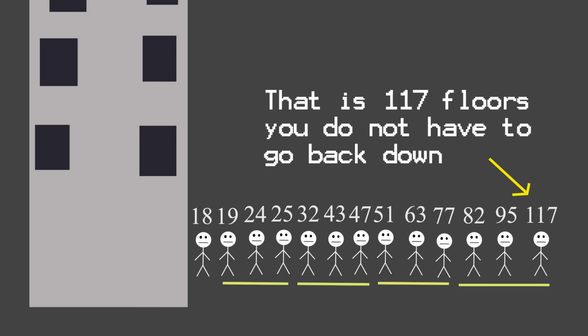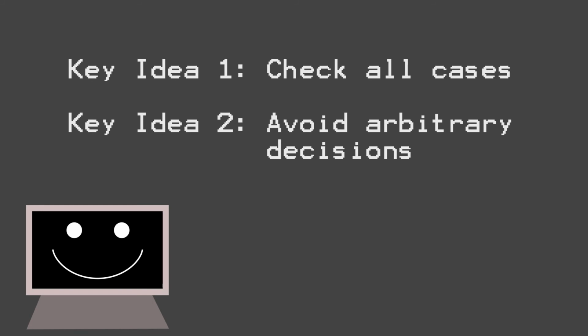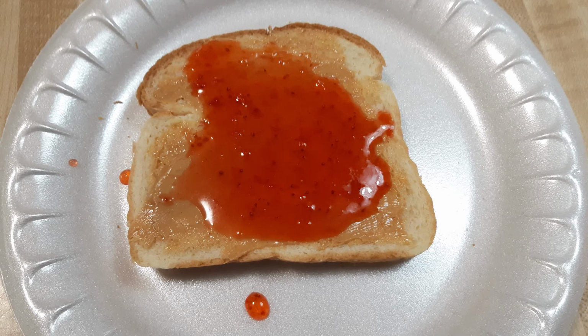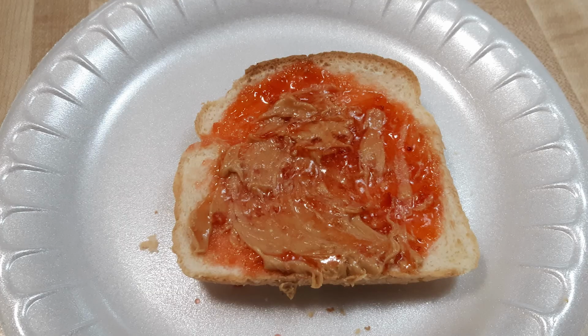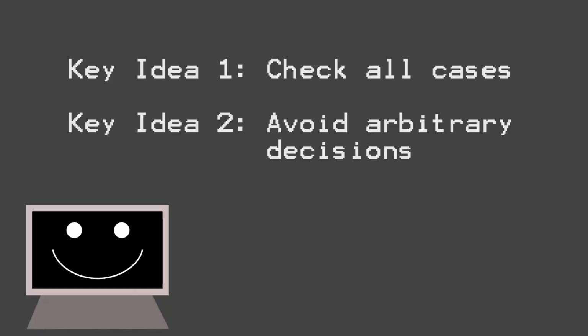Key idea number 2. Avoid arbitrary decisions. There are some cases where the order or the manner that something is carried out doesn't matter, but usually the way we decide to carry out a specific task or action affects the end result. For example, putting peanut butter then jam on a sandwich is much easier than putting jam then peanut butter on a sandwich. For each decision you make, analyze if it is the best way to do that thing.